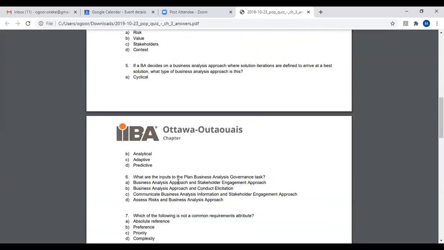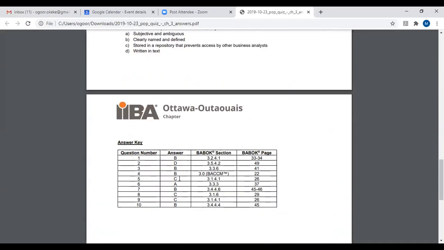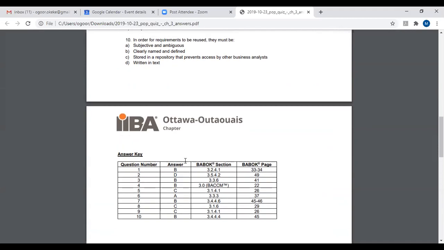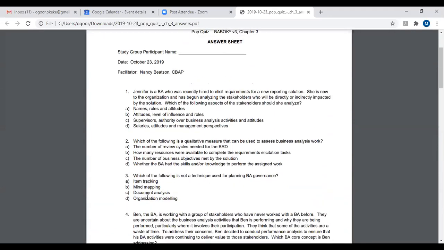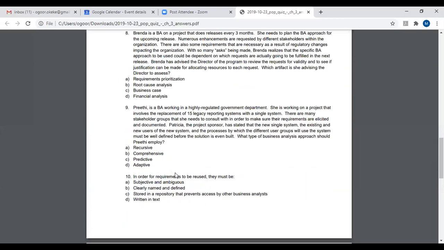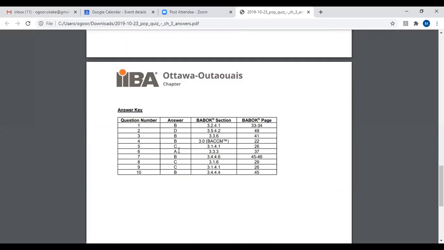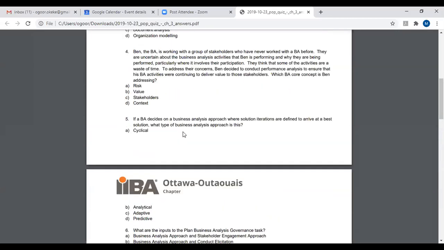All right. Number two, the answer is D, and we answered D, so we're correct. Number three, the answer is D. Well, let's go back. Number two, which of the following is a qualitative measure? The answer is D. Yeah, the answer was quite clear. Number three, we answered C, but the answer is B here. Let's check it out.